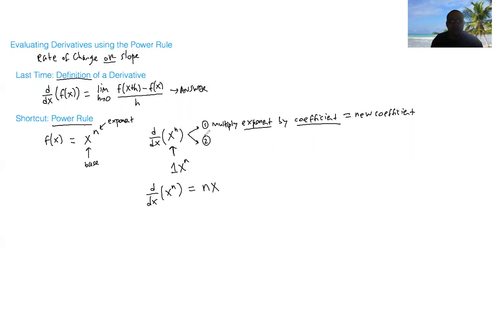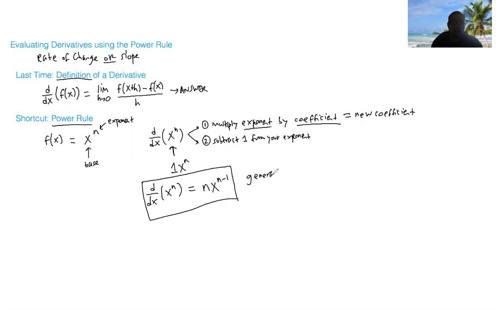The second step you're going to do is subtract 1 from your exponent. Okay? So that means up here in your function x to the n, your exponent is n, so you're going to subtract 1 from your exponent. And this is going to be the general formula for the shortcut. We'll call this the general shortcut.